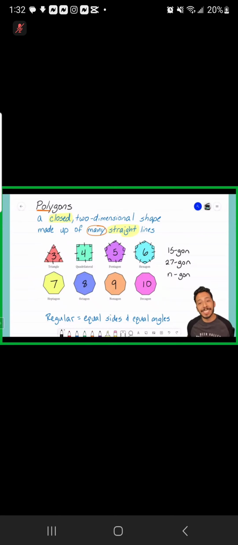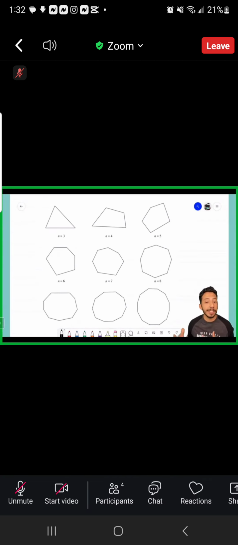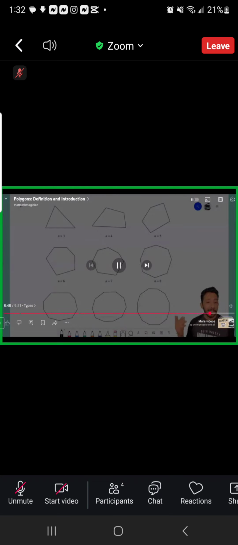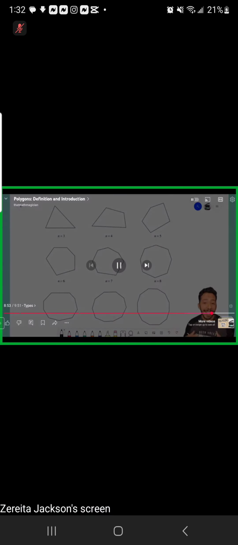Now, I'm going to show you some examples of non-regular polygons, and we can see those polygons right here. We see we have a triangle, a quadrilateral, a pentagon, hexagon, right? All of the ones we've just seen.